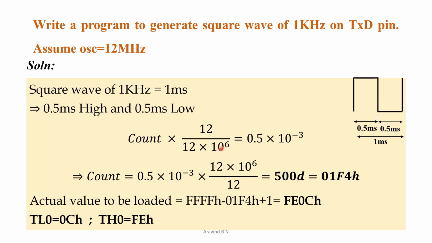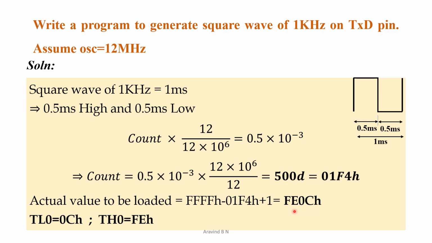So formula remains the same. Count into 12 divided by 12 into 10 to the power of 6 is equal to the delay value, that is 0.5 millisecond. Now calculating the count value, we are going to get 500 in decimal, and this is its equivalent hexadecimal. So since timer is an up counting operation, we need to identify from where we need to start the count so that it can satisfy this many number of count values. So that is FFFF minus 01F4H plus 1, that is equal to FE0CH. So this is the starting point.